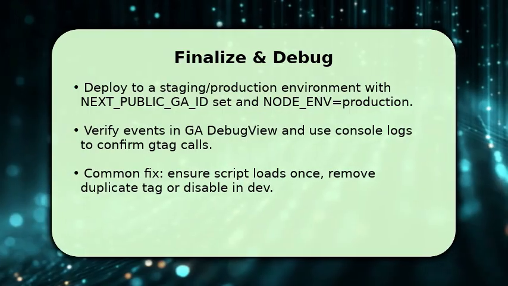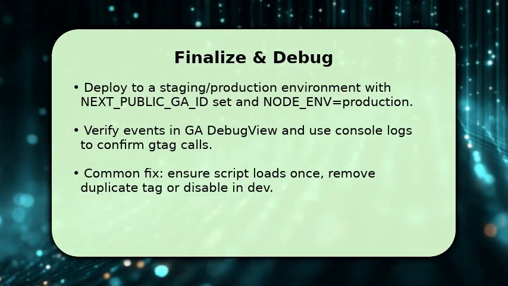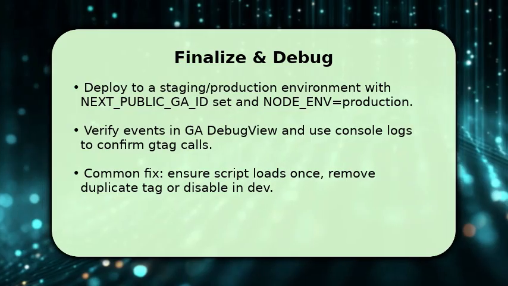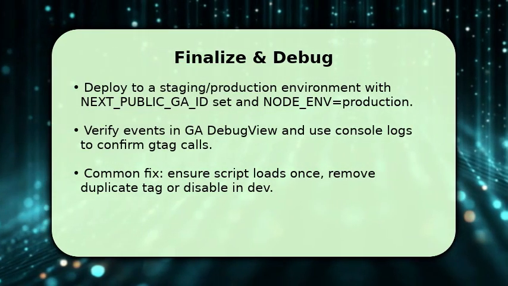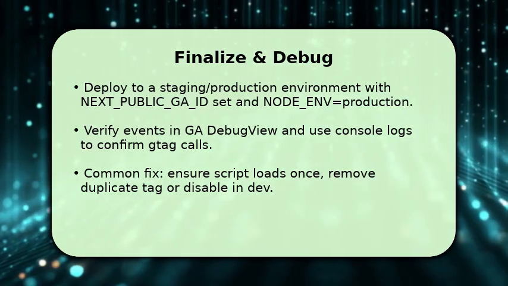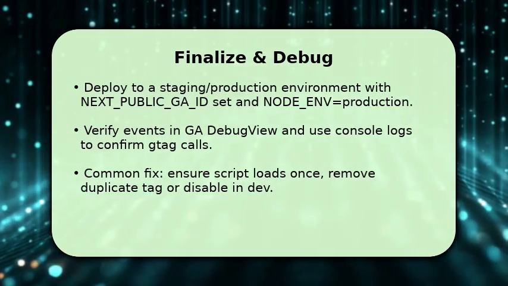Also inspect the console to confirm gtag calls and network requests to Google Analytics. If problems persist, temporarily enable verbose logs in your helper and confirm router events fire. This usually reveals duplicated scripts.